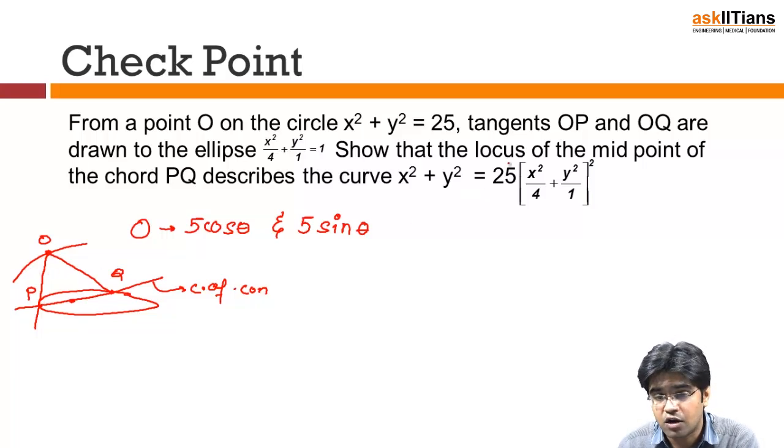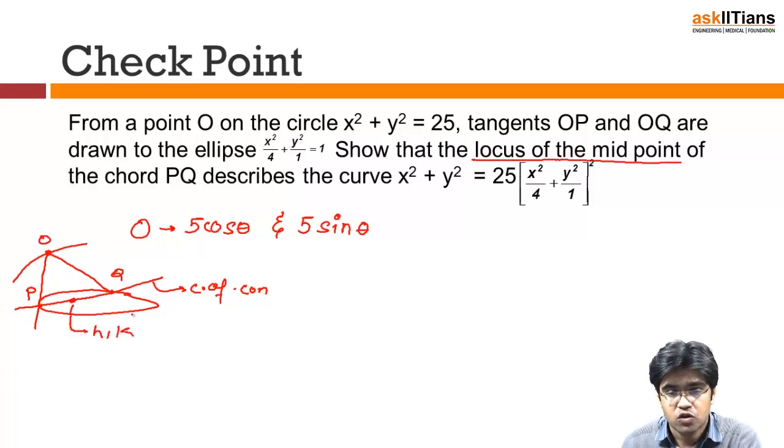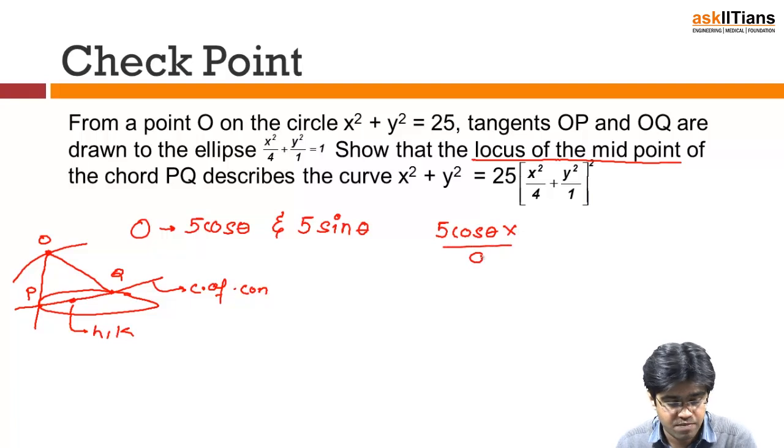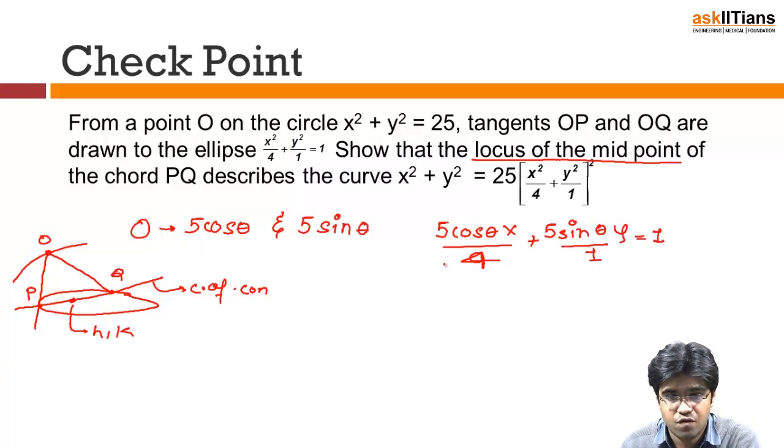Because we need to find the locus of the midpoint, let's say that the midpoint of this chord is h comma k. First of all, I am going to write the equation of the chord of contact. For this ellipse, it is given by 5 cos theta x divided by a square, that is 4, plus 5 sin theta y divided by 1 is equal to 1. This is the chord of contact.